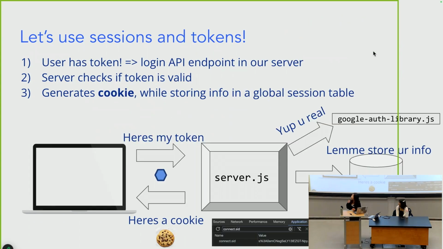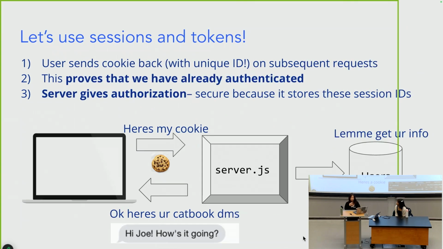Now the user has this token. It can make a request to the login API endpoint in the server.js file of Catbook. The server can check if the token is valid using the Google Auth library. If it is, the server can check MongoDB, or store the user's information within MongoDB. And this is like the cookie that we saw, where if we deleted it, the user is no longer logged in. Now the user sends the cookie back that was generated by the server, with its unique ID, on subsequent requests to prove that the user has already been authenticated. Then the server will give authorization and display your Catbook stories and comments, and, as we're going to see tomorrow in the sockets lecture, real-time messages also.